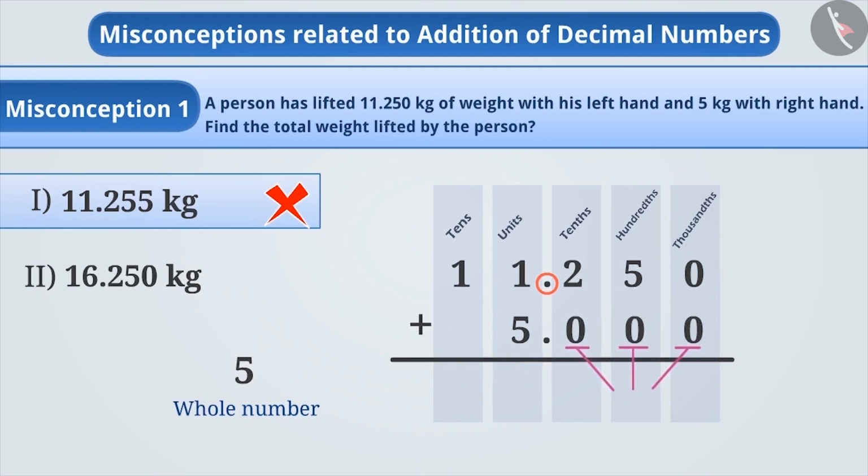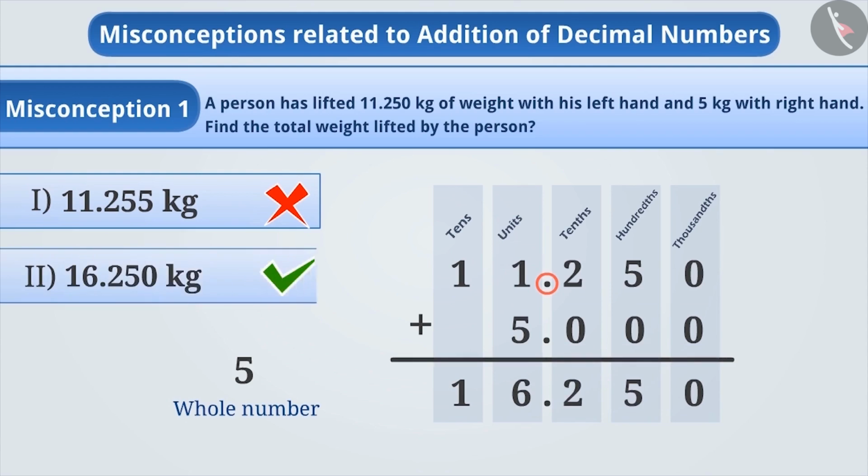Here, 0 is used as a placeholder. With the help of this, now both numbers have an equal number of digits after the decimal point. Now adding these numbers will give the correct answer as 16.250 kg. Therefore, option 2 is the correct answer.